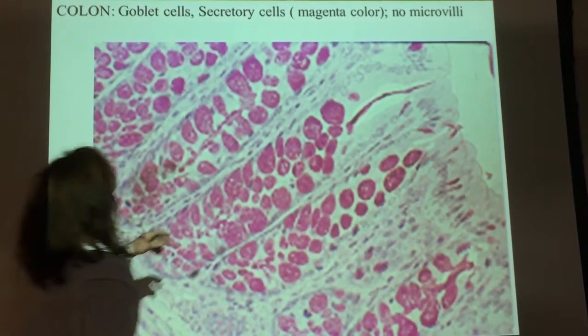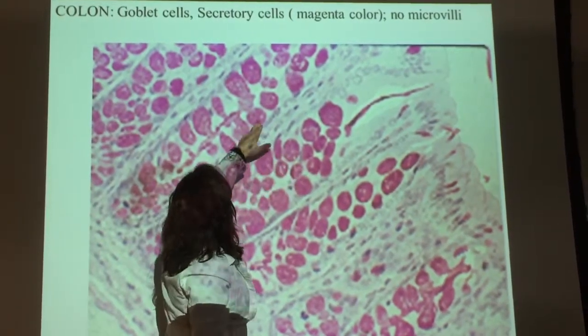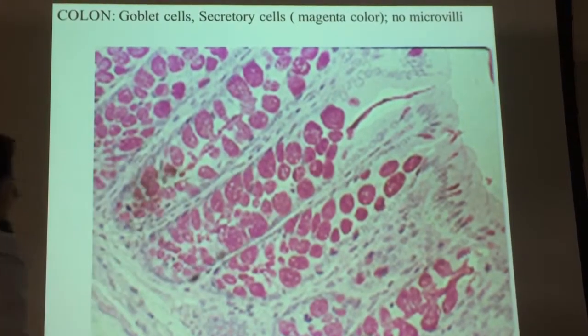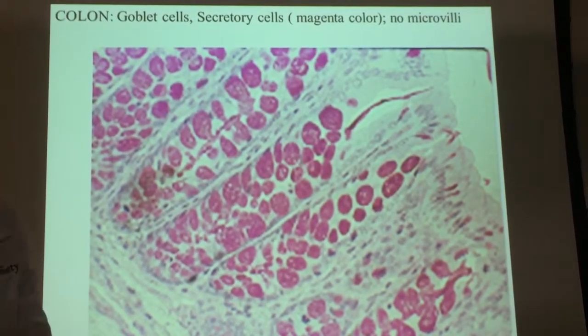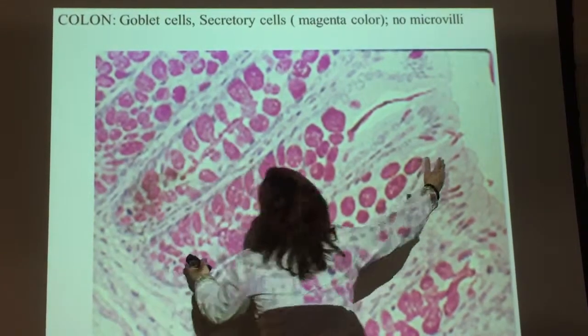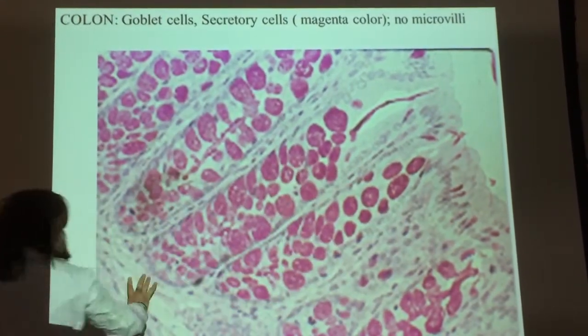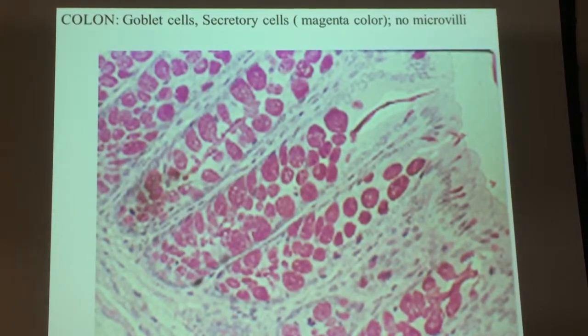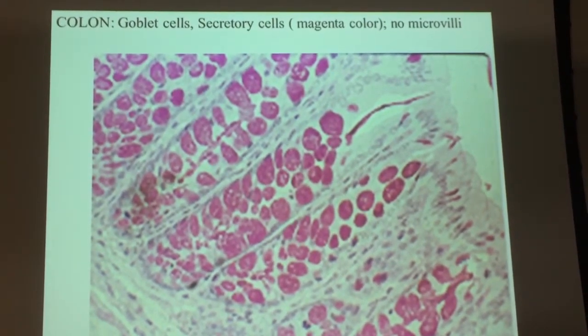Here you have, these are the secretory cells, right there. And so this whole thing is the mucosa, and this would be the submucosa. Always remember that the folds and the villi are part of the mucosal layer.